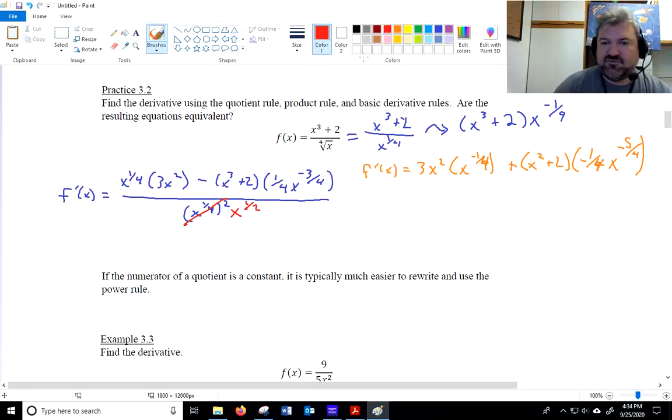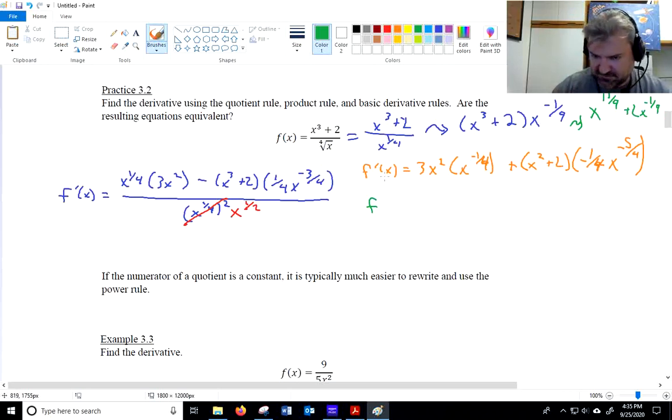All right. So the last one I said was basic rules. Well, to do this with basic rules, I have to divide each term by x to the 1/4. Let me rewrite it over here. Another way of doing this would be x to the 3 minus 1/4 is, well, 3 is what? 12/4, so that would be x to the 11/4 plus 2x to the negative 1/4.